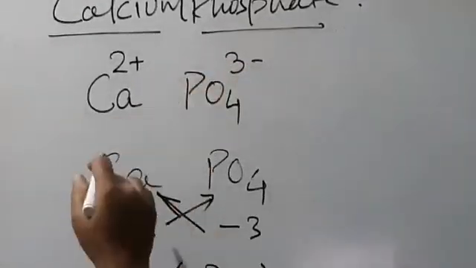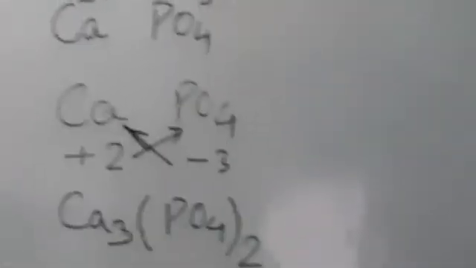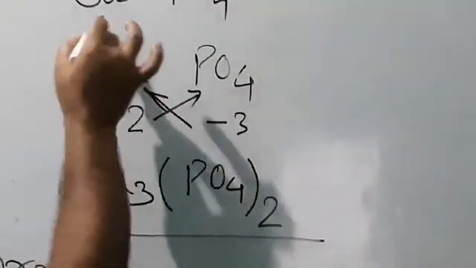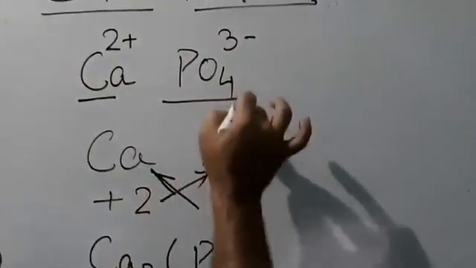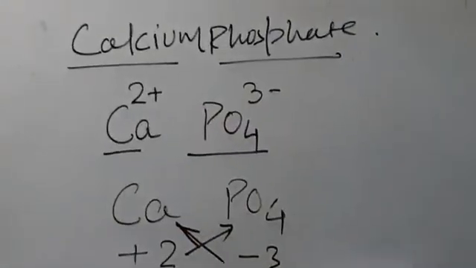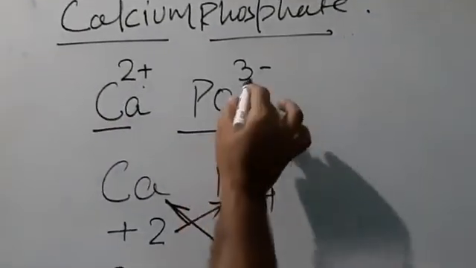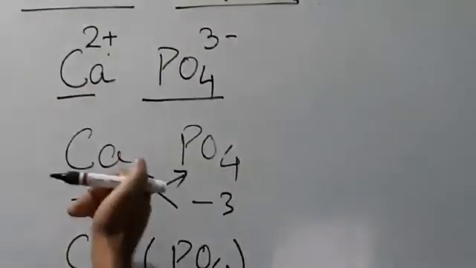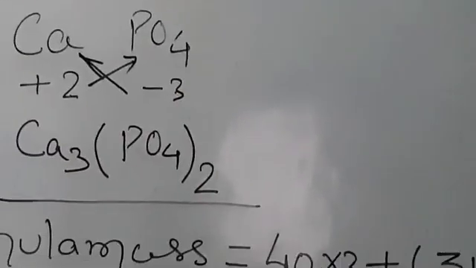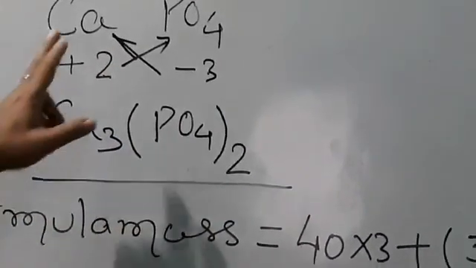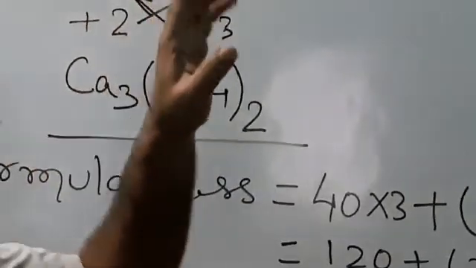Formula mass, first of all, the formula of calcium phosphate, we got Ca3(PO4)2. How? First of all, we write the symbol of calcium and the formula of phosphate. Calcium has valency 2, a positive charge. Phosphate has 3 units of negative charge. Now bring down their charges, plus 2 and minus 3. Now we go for crossing each other. While crossing each other, what do we do? There is an exchange of valency.